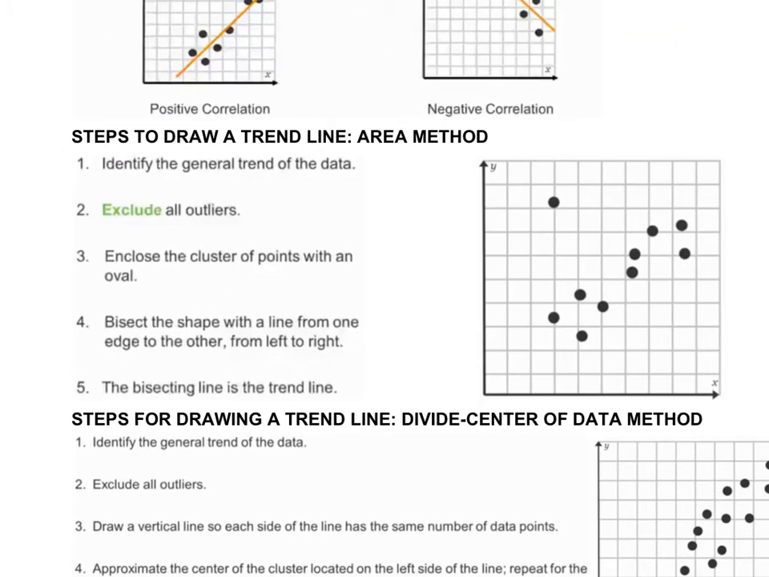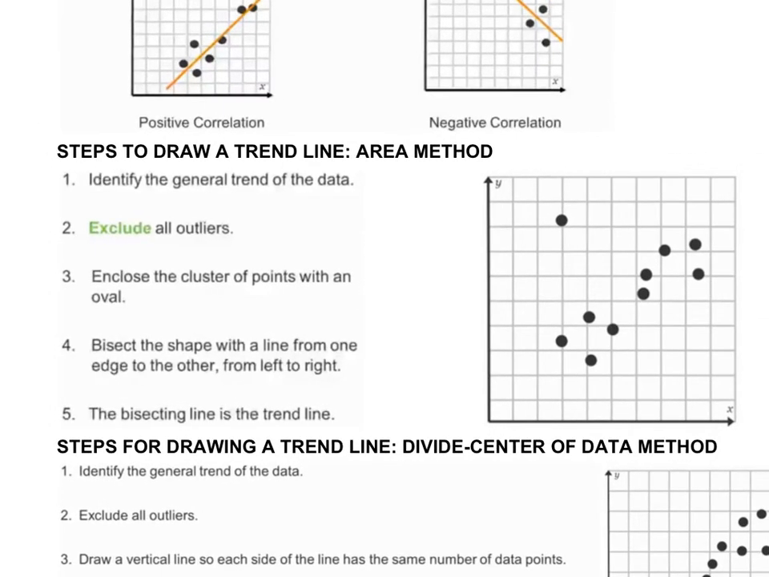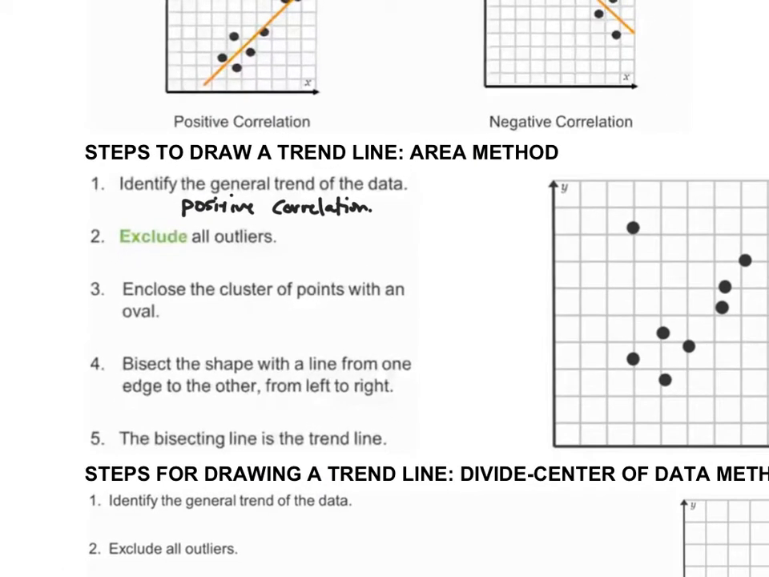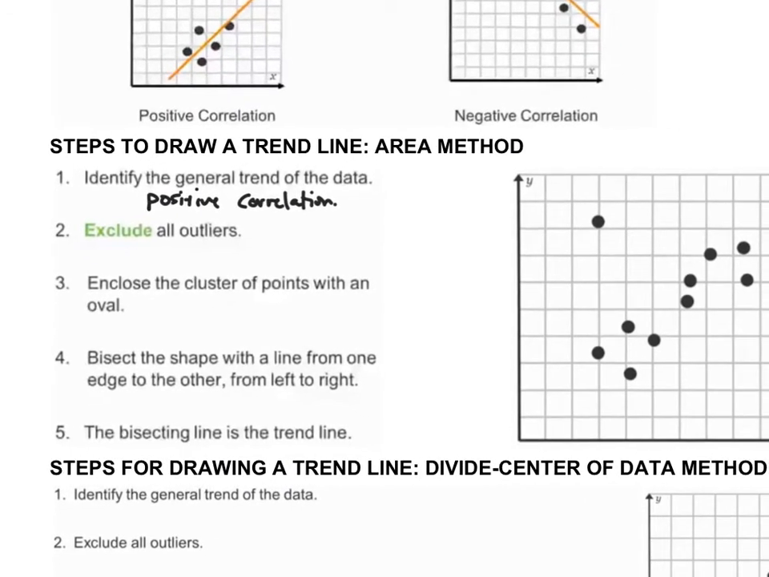So what we're actually going to do is draw these. Steps to drawing a trend line using the area method: in this method, we want to identify the general trend of the data. What I know is that my data has a positive correlation, so I'm going to write that we have a positive correlation. The other thing we want to do is exclude all outliers. The outliers can affect the data a little bit, but if we're just drawing a trend line, I'm going to eliminate this point here. This is my outlier.